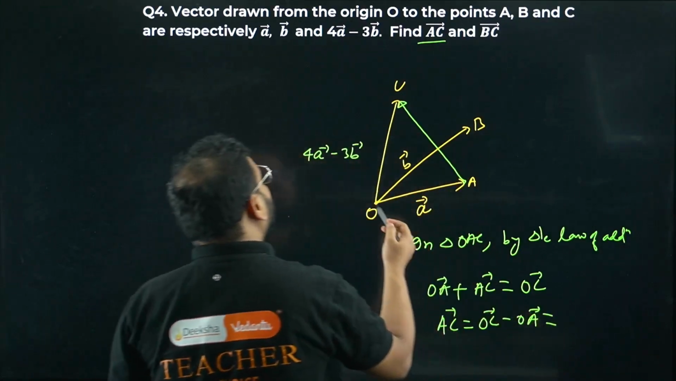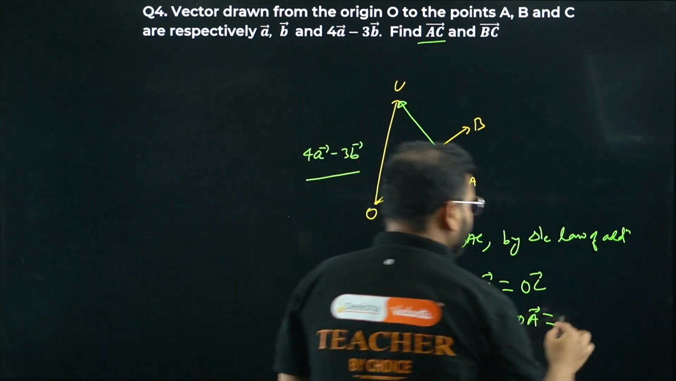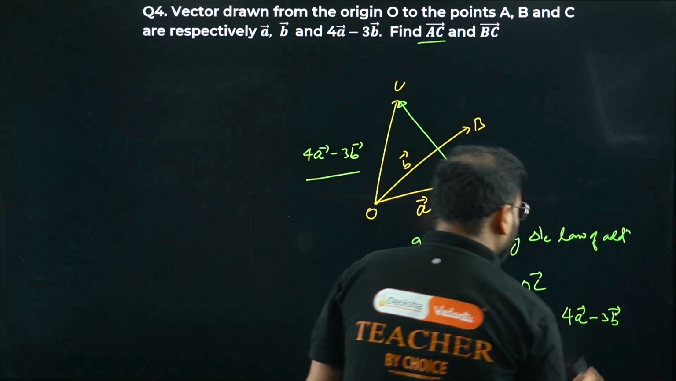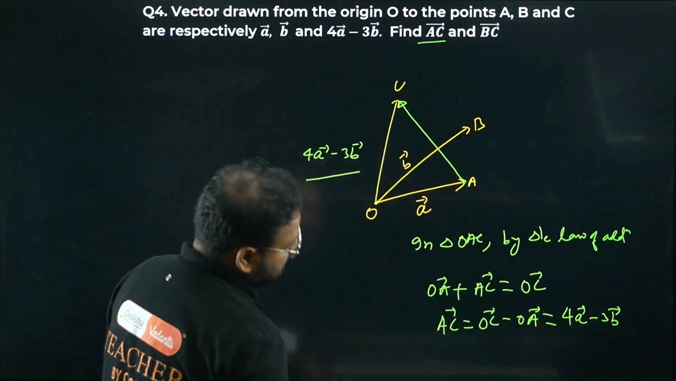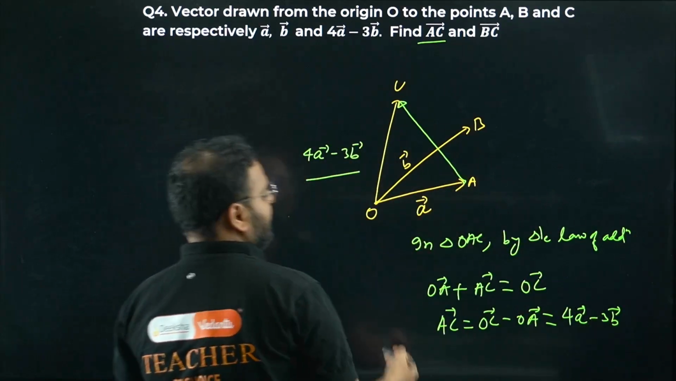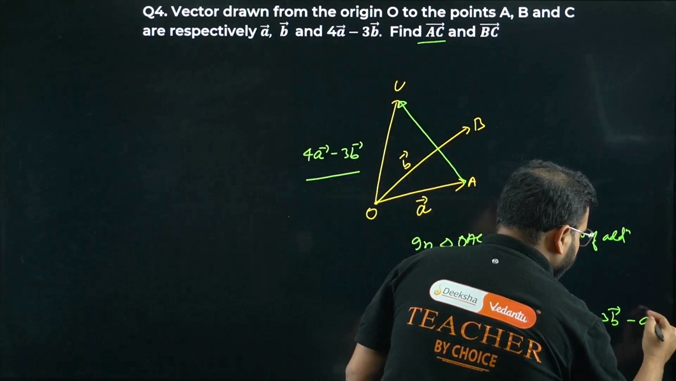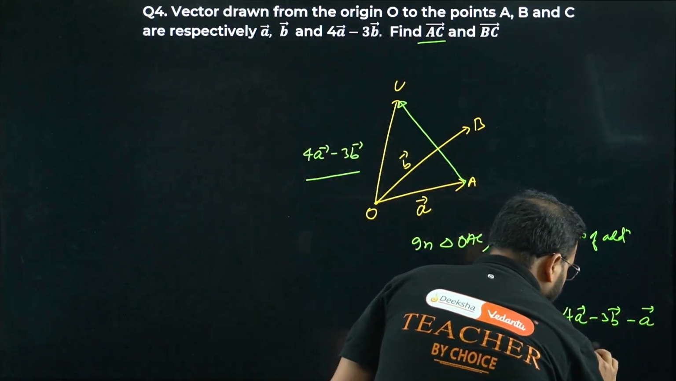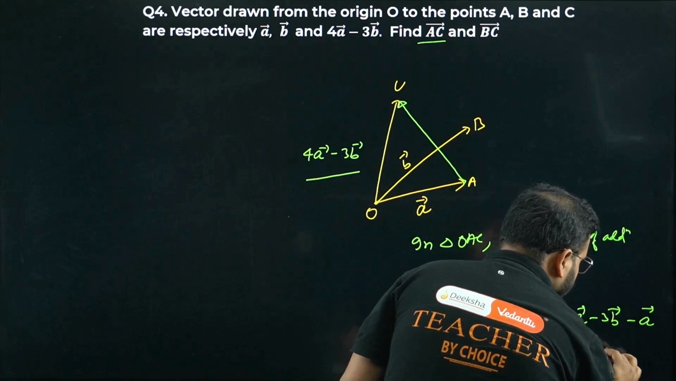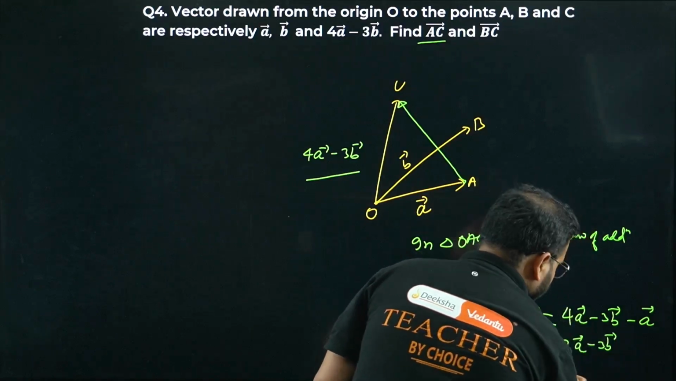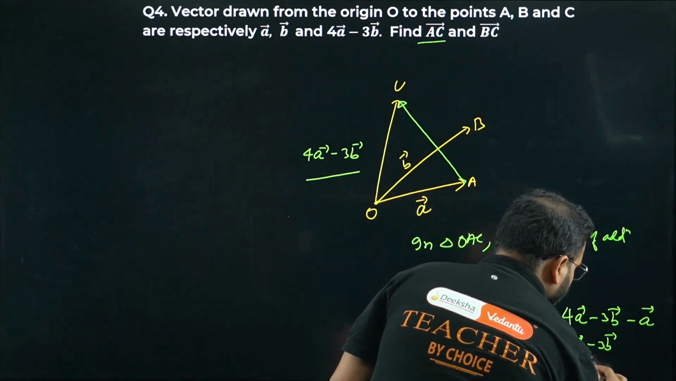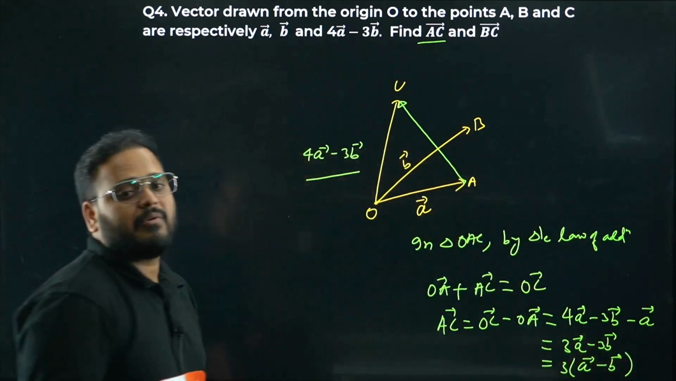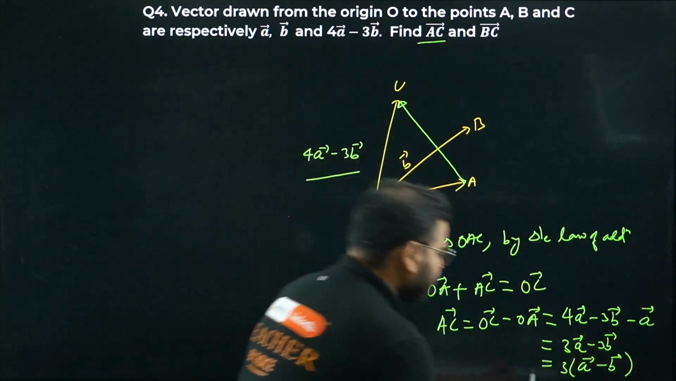What is OC? OC is 4A minus 3B. What is OA? OA is vector A, so minus vector A. What's the answer? 4A minus A is nothing but 3A minus 3B. Take 3 common here: A minus B, vector A minus B.